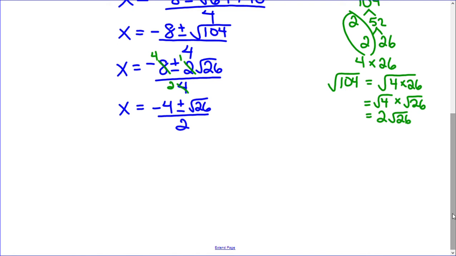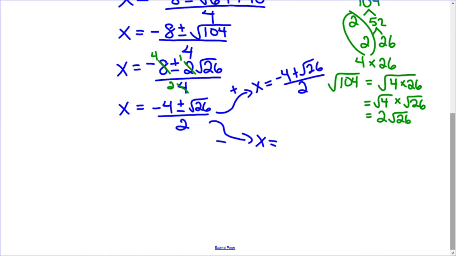Now I can't simplify this any further, so I'm going to separate this out into my two roots. I've got a positive root and I've got a negative root. My positive root: x is equal to minus 4 plus root 26 all over 2, and then x is equal to minus 4 minus root 26 over 2. So those are my two roots, and they have exact values. They're not just given as decimals, they have exact number answers.